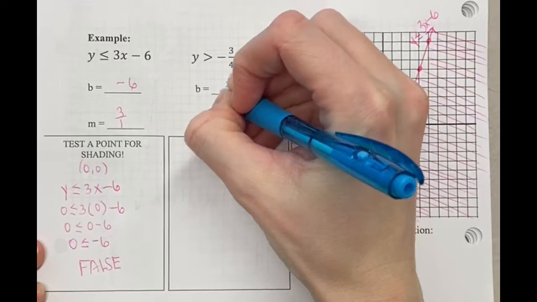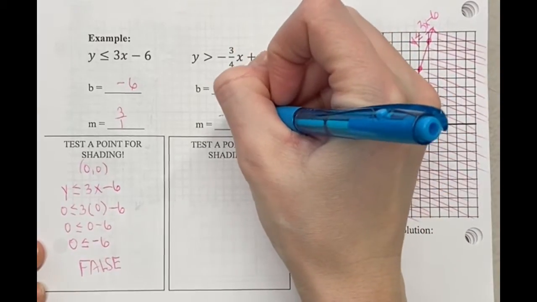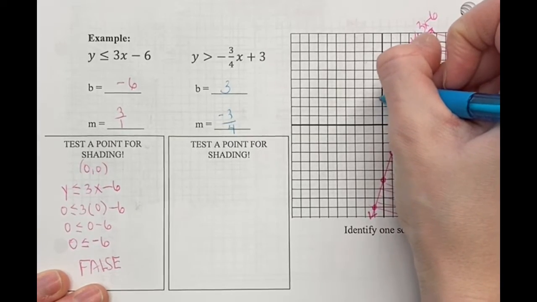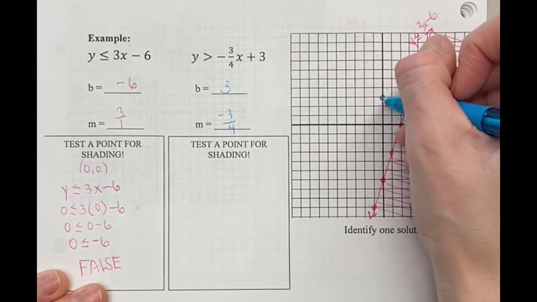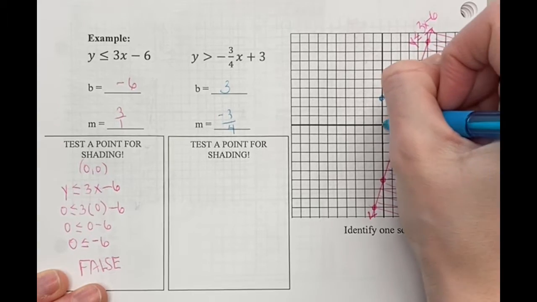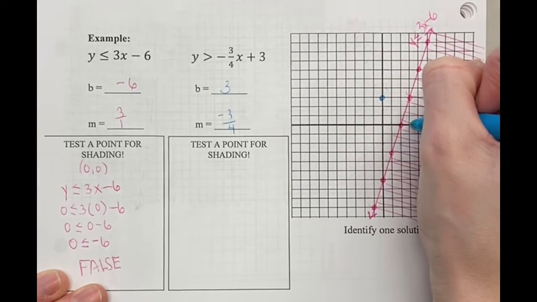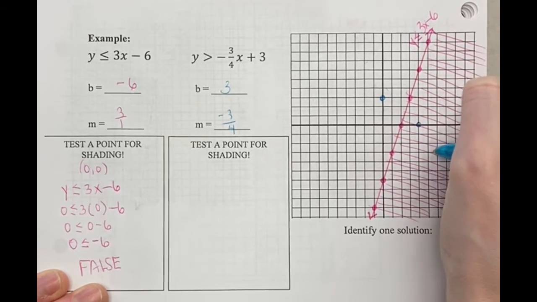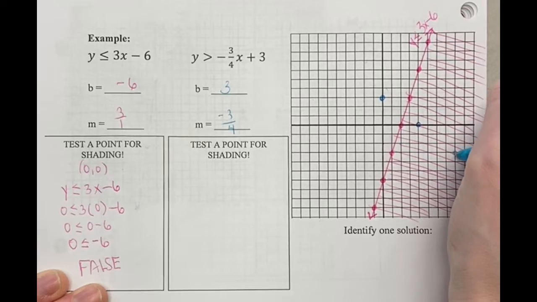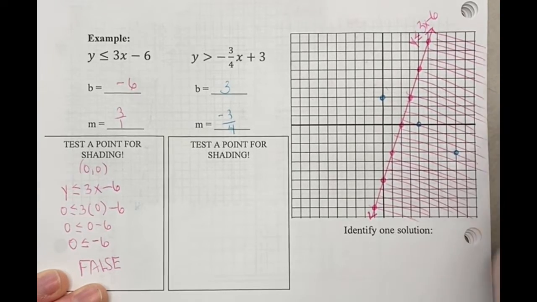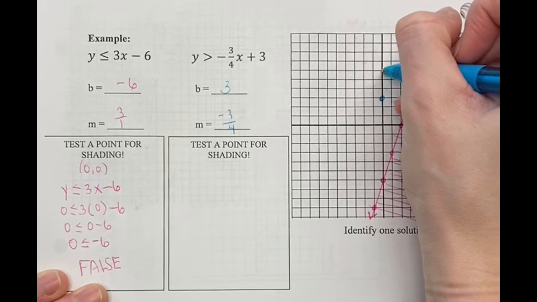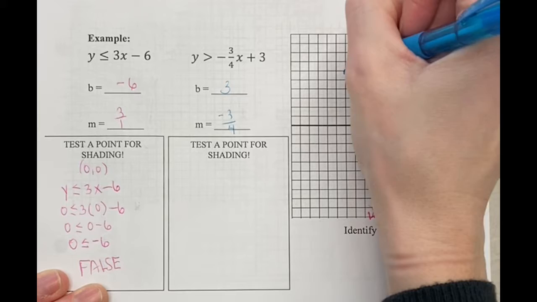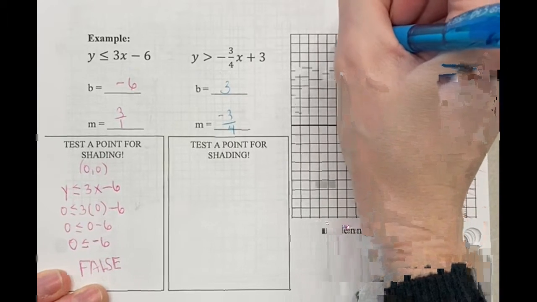So my y-intercept is 3, and my slope is negative 3 over 4. So I'm going to plot my y-intercept of 3. Then I'm going to go down 3 and to the right 4. And in the other direction, I would go up 3 and to the left 4.